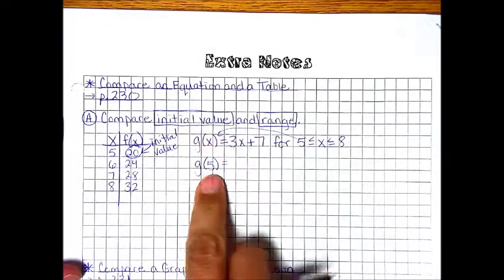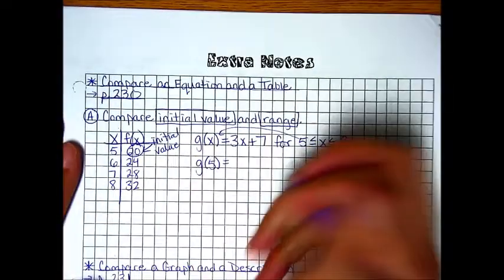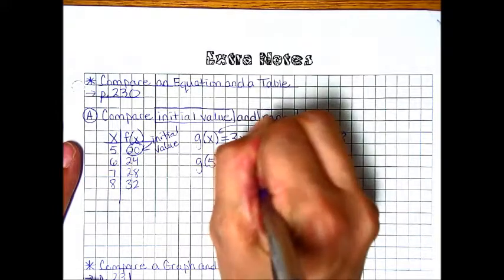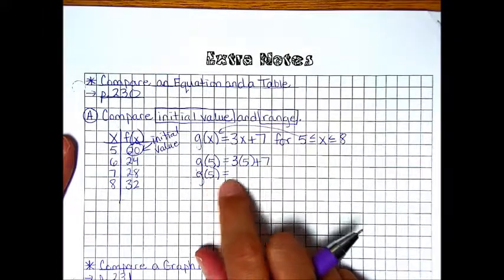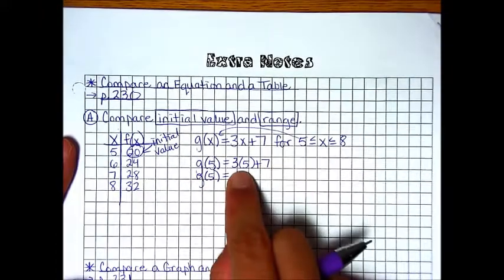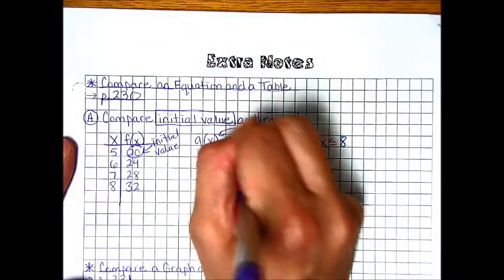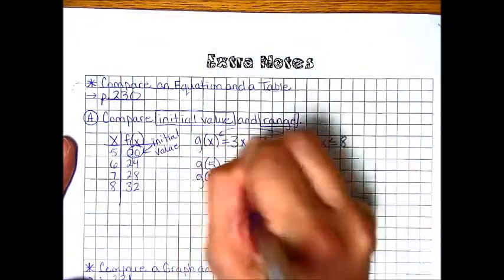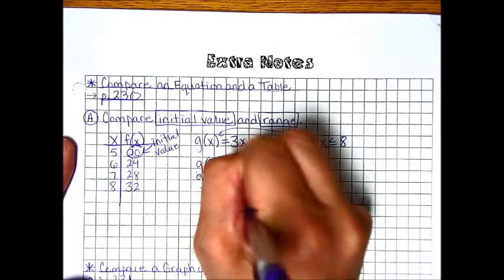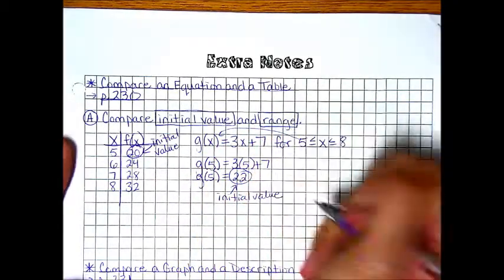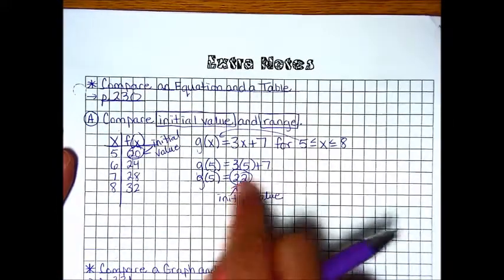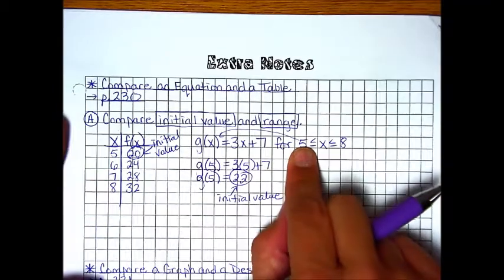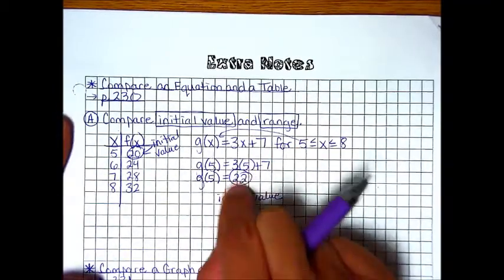I'm going to plug in a 5, which means I will have 3 times 5 plus 7. And I get g of 5 equals, and you guys can do that in your calculator or in your head, 3 times 5 is 15, and 15 plus 7 should get you 22. That right there, guys, that is your initial value for g of x. So that gets you the initial value for what you'd get if you plugged in a 5.